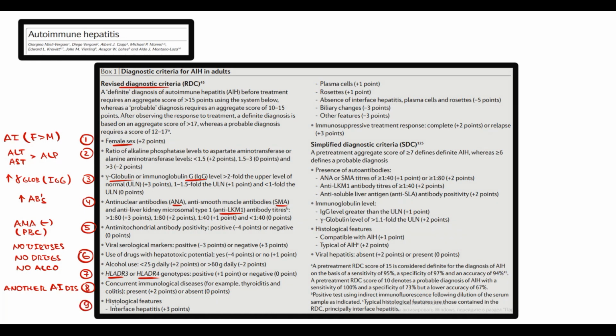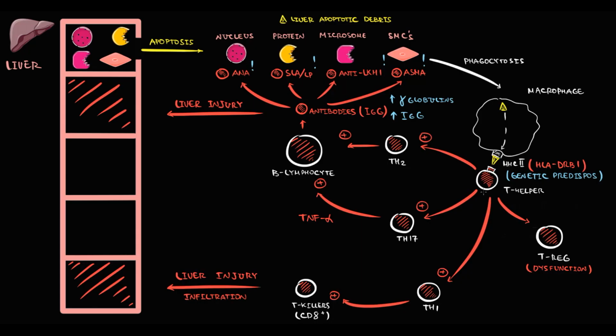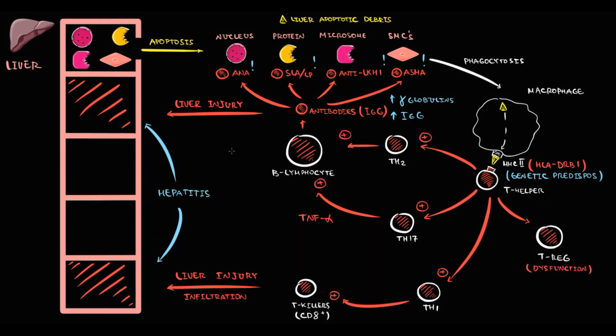The ninth criteria is histological features. It's the presence of inflammation in liver tissue, presence of plasma cells, and rosettes. We know that autoimmune reactions cause significant injury to hepatocytes that causes inflammation. And inflammation in the liver tissue we call hepatitis. The crucial cells in pathogenesis are activated B cells because they produce autoantibodies. Activated B cells we call plasma cells.